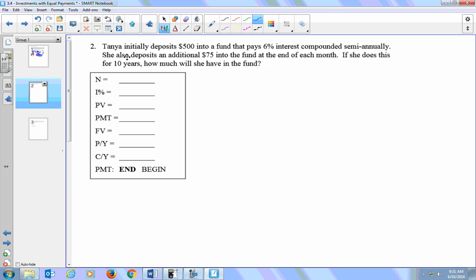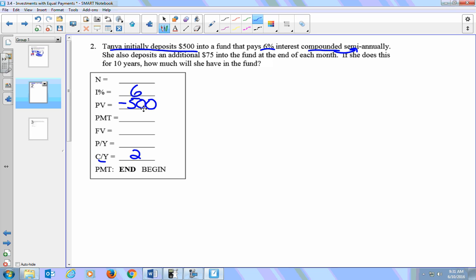Okay, so she initially deposits $500 into the fund. So an initial deposit that's coming out of our pockets, so that goes to our present value. In this case, before we start making our equal payments, we've already put that $500 into the fund, but that came out of our pockets, so that's why we put our negative sign there. Okay. It pays 6% interest, so that's 6. Compounded, so we know that's our compounding periods per year. Look to the right, semi-annually is twice a year.